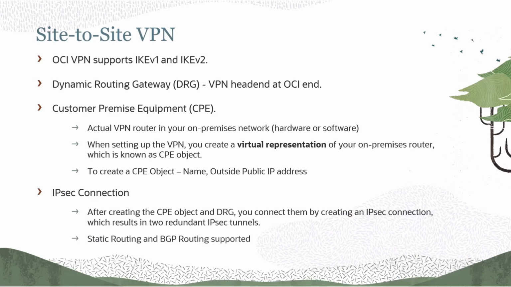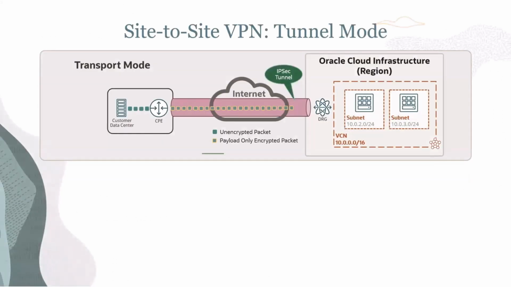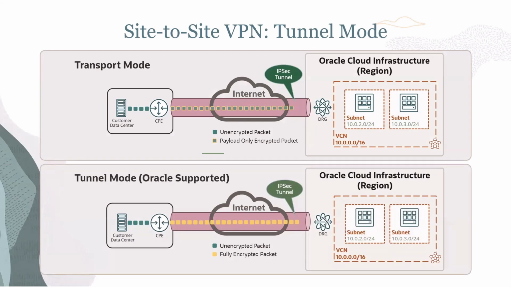From a routing standpoint, I have already discussed that it supports static routing and dynamic routing. You can also configure policy-based routing. This is also something that we discussed. There are 2 different modes when it comes to site-to-site VPN connection, tunnel mode and transport mode.